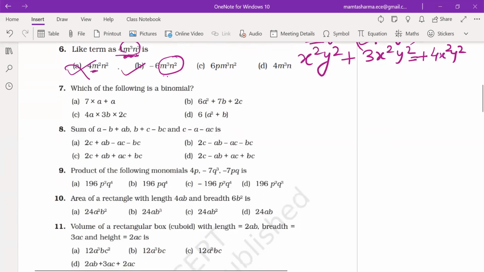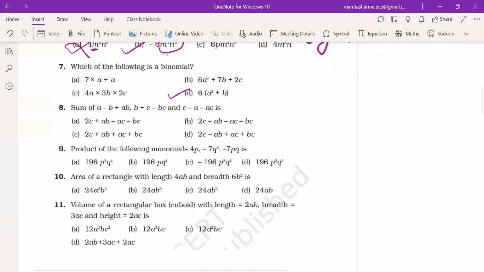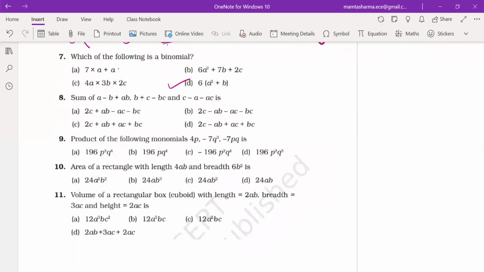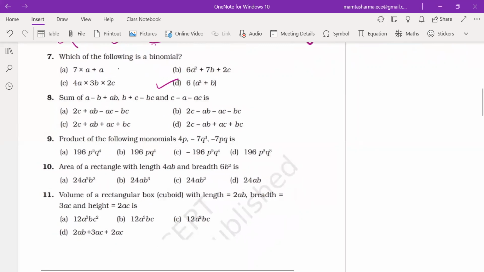Okay. Next. D. Which of the following is a binomial? B. D. Very good. Next. And the first one is the answer. No, don't say. Only Tanvi will. Yes, ma'am, it's correct. First one. Yes. Sum.